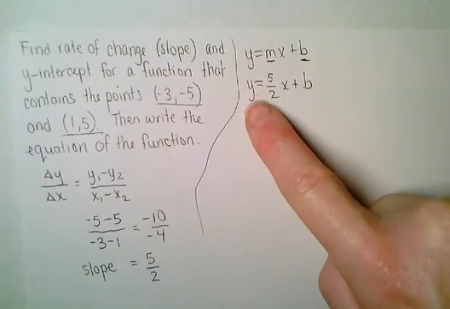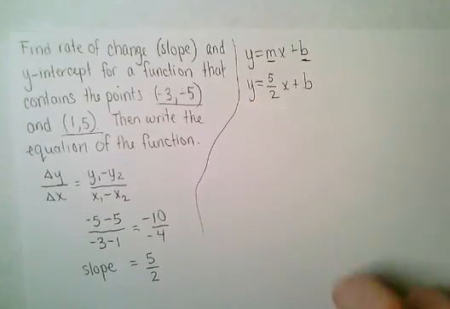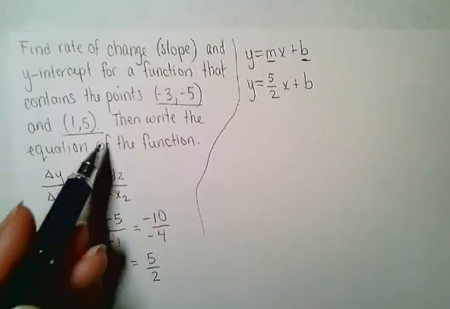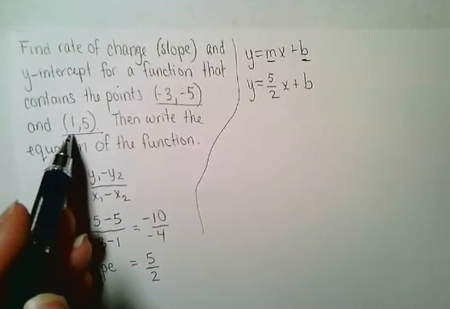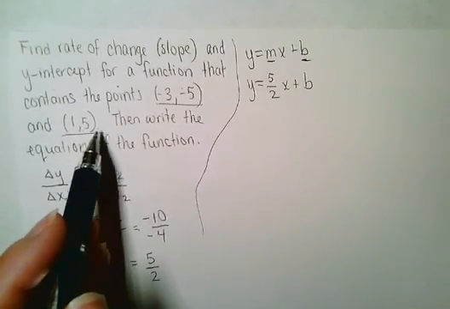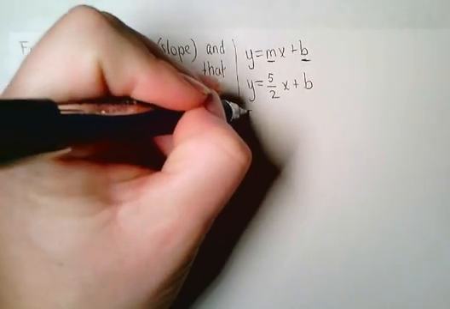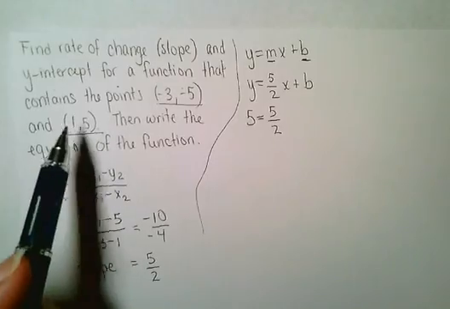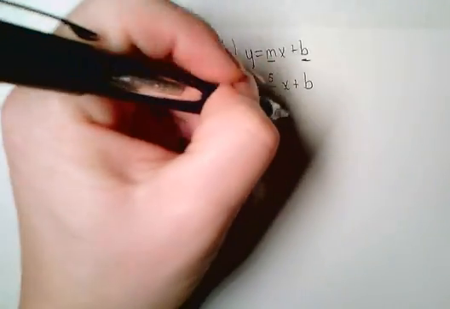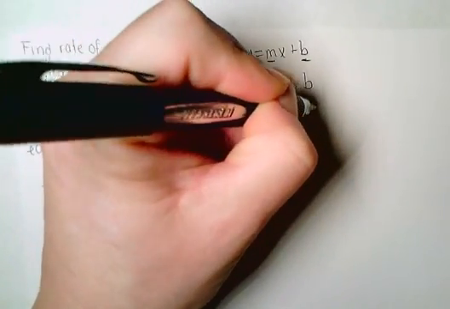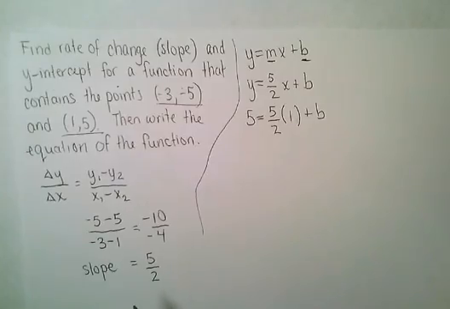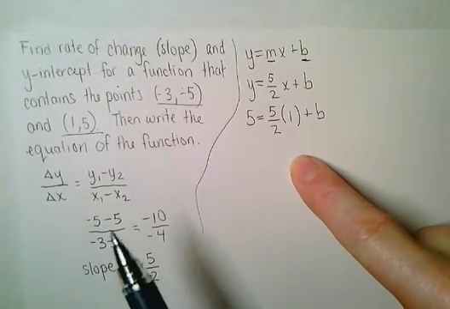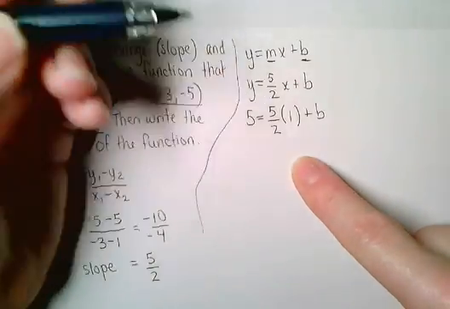I'll just substitute in a y value here and an x value here. So I'm going to choose this one because it's positive. It looks a little bit easier. So I'll replace the y with 5. 5 equals 5 over 2. And then I'll replace the x with the 1. So 5 over 2 times 1 plus b. Now I can solve this equation and get the value of b.